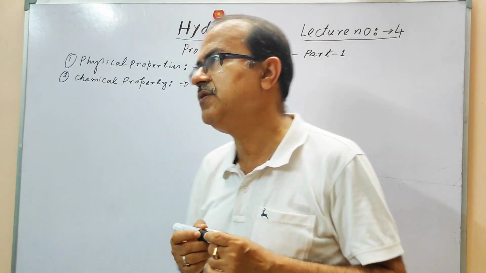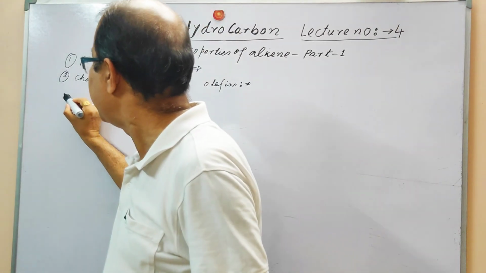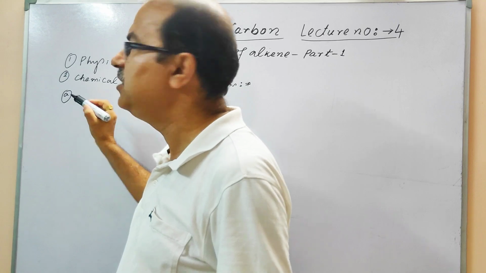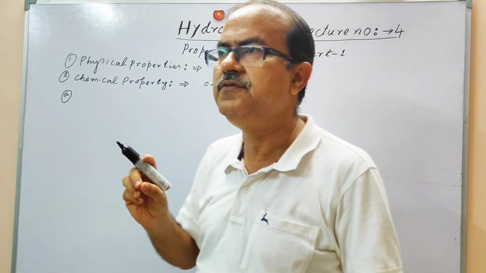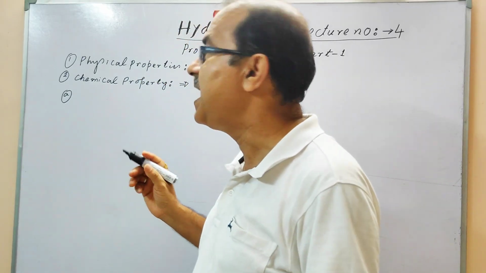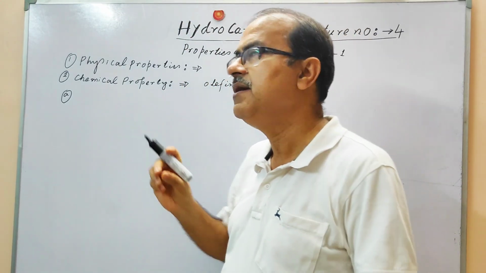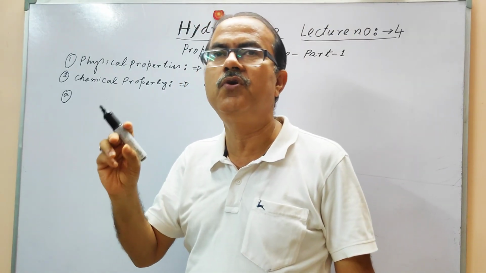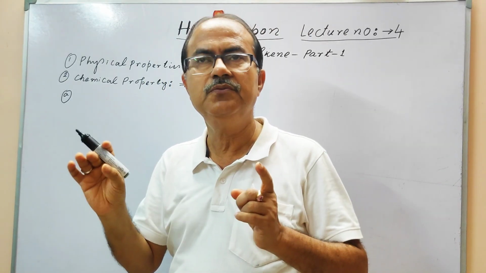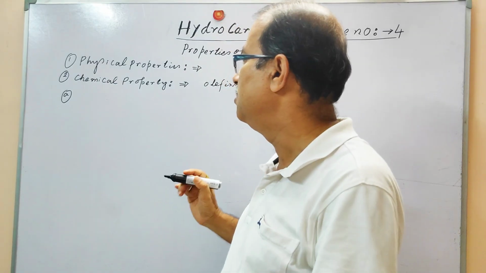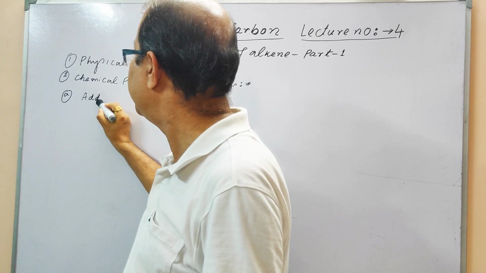So in this lecture, first we have discussed the main important property, that is the addition reactions. In these addition reactions, we will understand that different substances can be added as an electrophile to the alkene, because it has a double bond, and one of the bonds is the pi bond, which is basically the loosely held electrons. So the first reaction that we are going to discuss is the addition of dihydrogen.